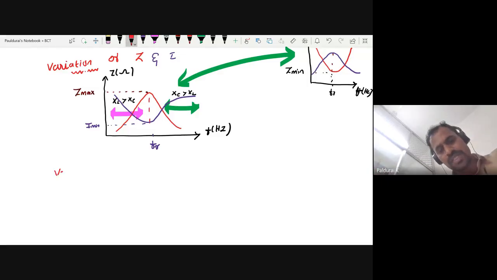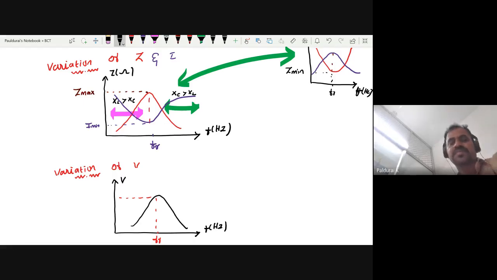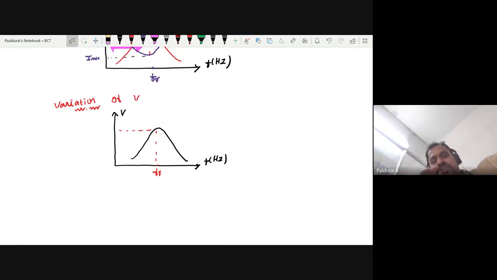Now variation of voltage. Since this is a parallel circuit, the voltage is the same. So how will voltage look this time? At resonance you will get maximum voltage. Frequency in terms of hertz, this is volt. At resonance you will get maximum voltage. So how will the curve look? Obviously like this. So this is the variation of voltage with respect to frequency for parallel resonance. So we have covered the second topic, variation of impedance, voltage and current.